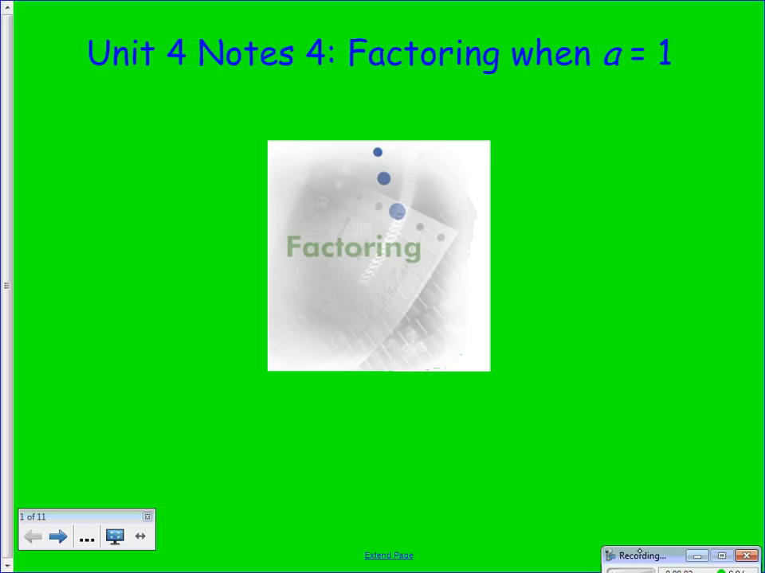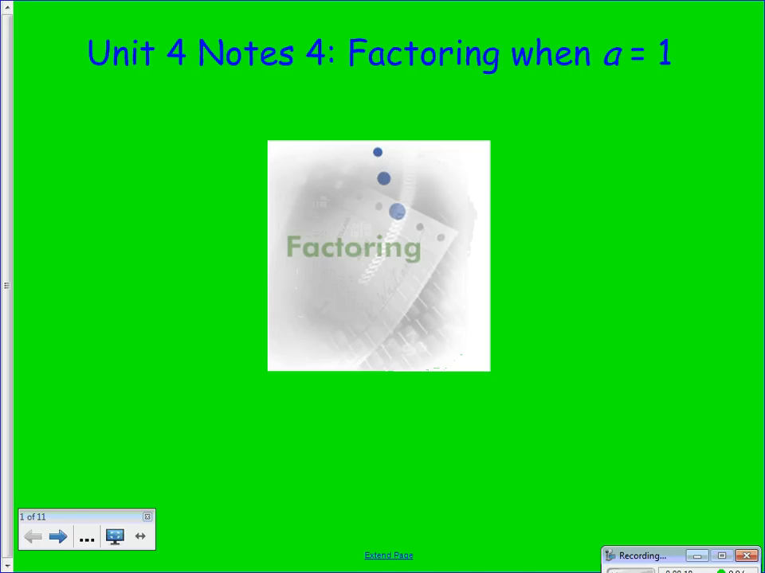All right, today we are going to actually go into factoring. So now we're going to figure out why we've been learning how to set up the x and what that actually does for us. We're going to start by factoring when a is equal to 1. It is extremely important that you notice that a is equal to 1.